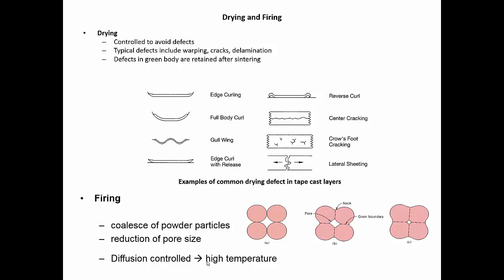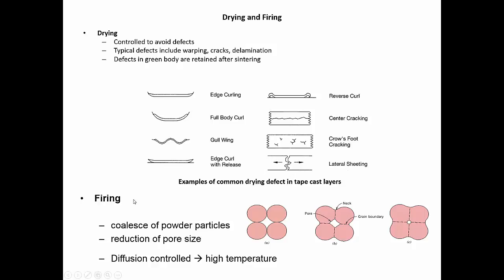And the diagram here just shows you some typical common drying defects that we can get in tape cast layers. So you can get curling of the edges, or we can get crow footprint crackings, looks like birds' footprints here. And all these are due to the fact that we've not optimized the drying rate to remove some of the very highly volatile organics in the green films.